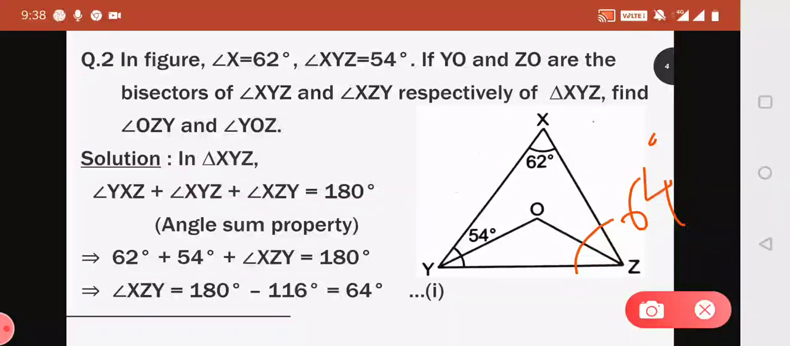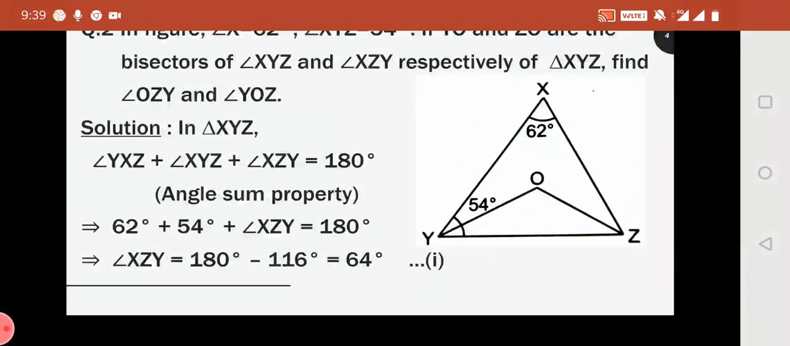Now we know that as ZO is the bisector of angle XZY, angle OZY will be half of angle XZY. Why? Because it is given that ZO is the bisector of angle XZY. Bisector means it divides the given angle into two equal parts.